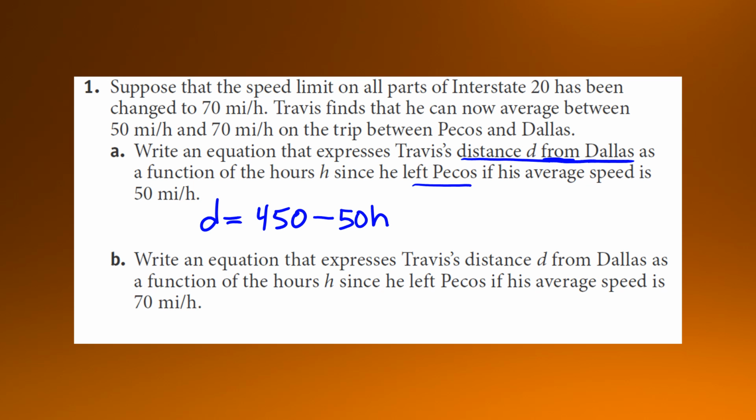Because now we're going to write an equation that expresses Travis's distance d from Dallas as a function of the hours h since he left Pecos if his average speed is 70 miles an hour. So same function but changing the speed. So his distance is going to start out being 450, but he's going to get closer and closer to Dallas. So his distance is going to go down by 70 miles each hour. So his distance away from Dallas is decreasing as he gets closer and closer to it.